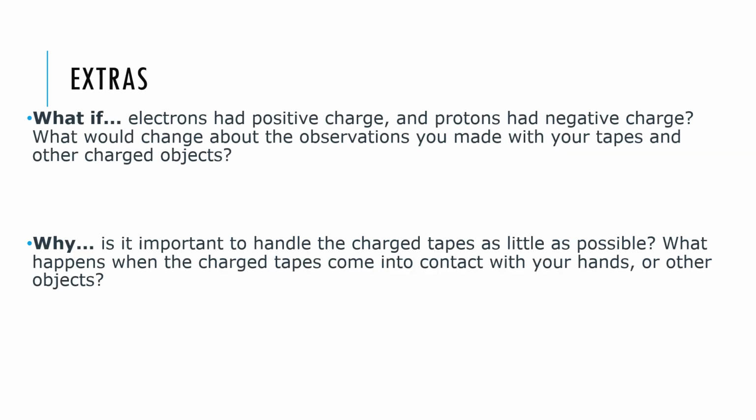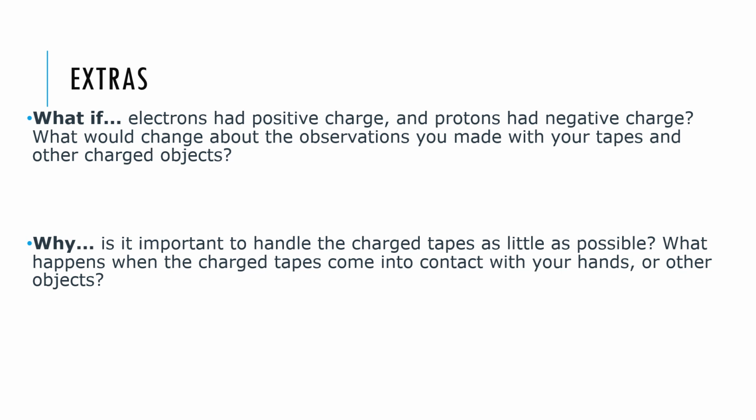What if the electrons had a positive charge and protons had a negative charge? Would we observe any change in the observations we made with the tapes and other charged objects? Because we are dealing with only attractions and repulsions over here, and like charges will repel whereas unlike charges will attract, it would not matter if the electrons had positive charge or protons had negative charge. All our observations would stay the same.